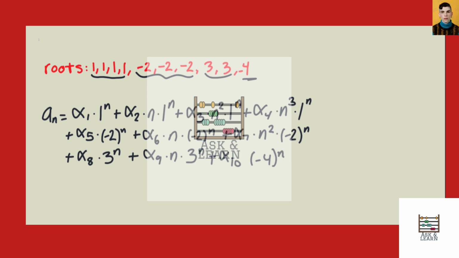Okay, and so we can simplify this a little bit because 1 to the power of n is always just going to be 1, so you can clean it up by taking that out. And so for that top, it would just be alpha 1 plus alpha 2 n plus alpha 3 n squared plus alpha 4 n cubed. And then that gives you your final solution. Okay, so just in the general form, it's going to be this big long thing.